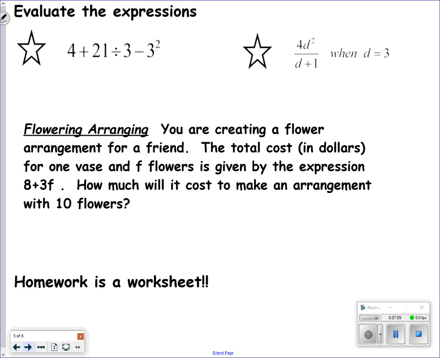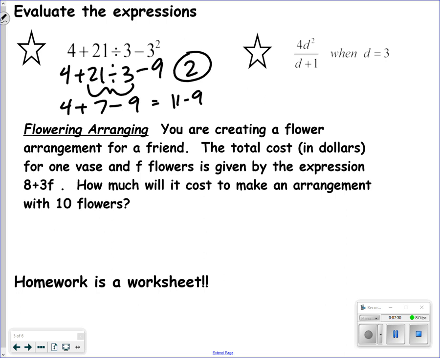All right, welcome back. Let's see if you got the right answer. 3 squared would be 9. Now, just because this is in the middle, it's still order of operations. Exponents, then multiply and divide. So 21 divided by 3 would be 7. Always go from left to right with addition and subtraction. So 4 plus 7 would be 11. And 11 minus 9 is 2.